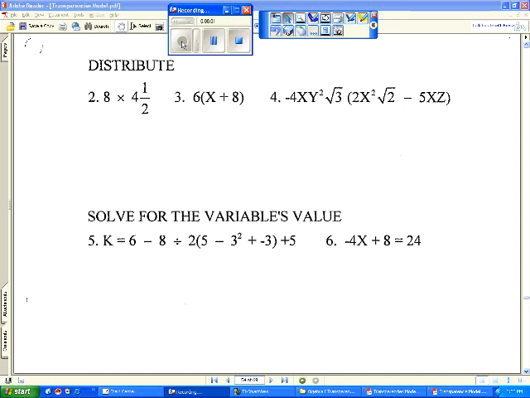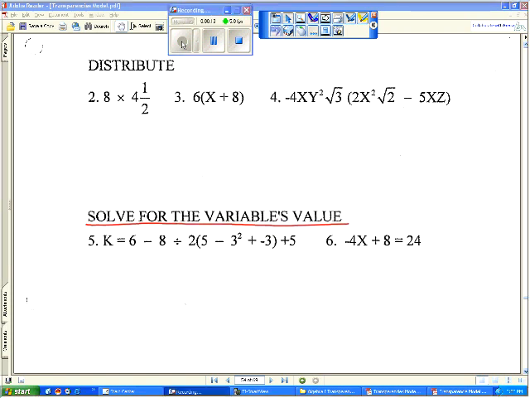We're working on the Chapter 2 review on page 46, questions number 5 and 6. We're going to solve for the value of the variable using the order of operations horseshoe on page 33. The order of operations is parentheses, exponents, multiplication, division, addition, subtraction. You might want to refer back to that page.